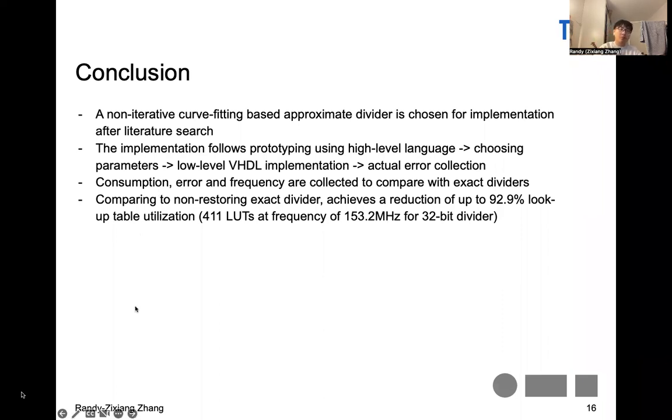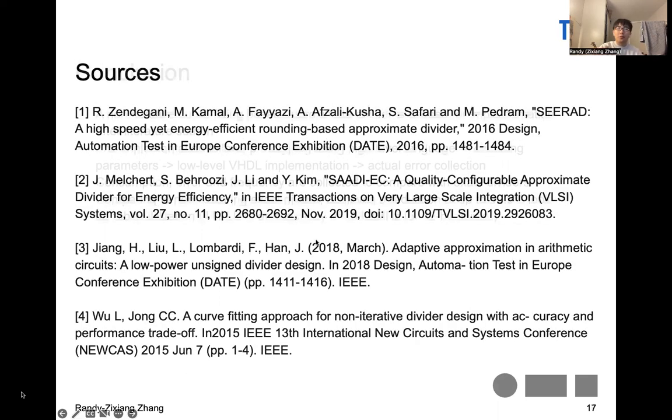Resource consumption, error, and frequency are collected to compare with the exact dividers, and we have achieved significant resource reductions in terms of lookup tables, at a running frequency of 150 megahertz. And these are the sources for these three types of approximate dividers, and the last one is for the resource consumption of the exact dividers.